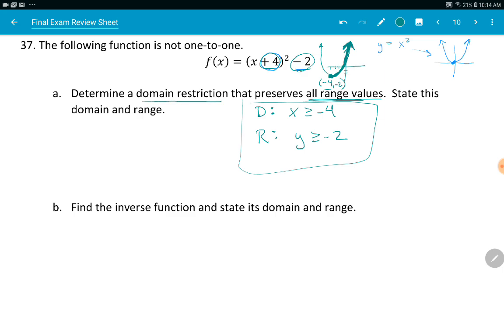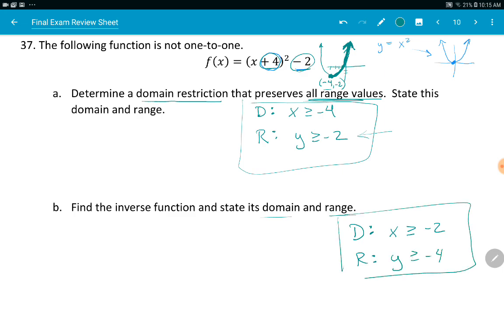Now for part B, I'm asked to find the inverse and find its domain and range. Well, one shortcut here I know is that the domain and range of the inverse should be just switched. So I'll double check, but it should be that my domain takes on this value. So those x's and y's switch. So now x's are going to be greater than or equal to -2. And the range, the y's, are going to be greater than or equal to -4. So we'll check that when we're done finding our equation, but this is what we should get. So let's not do a check just yet.